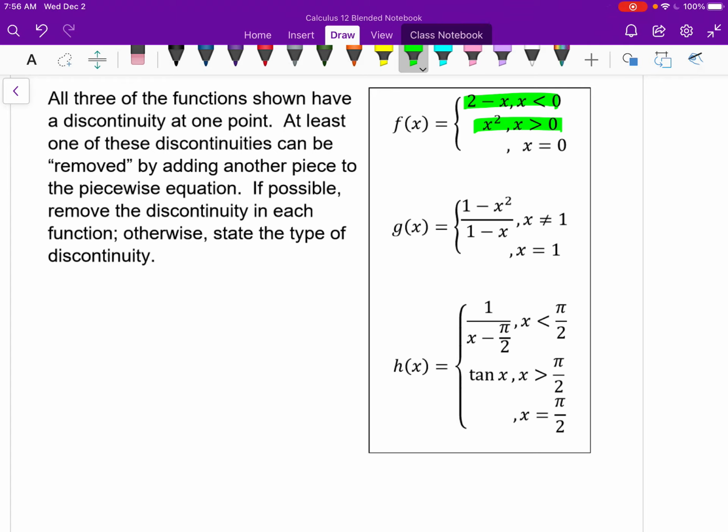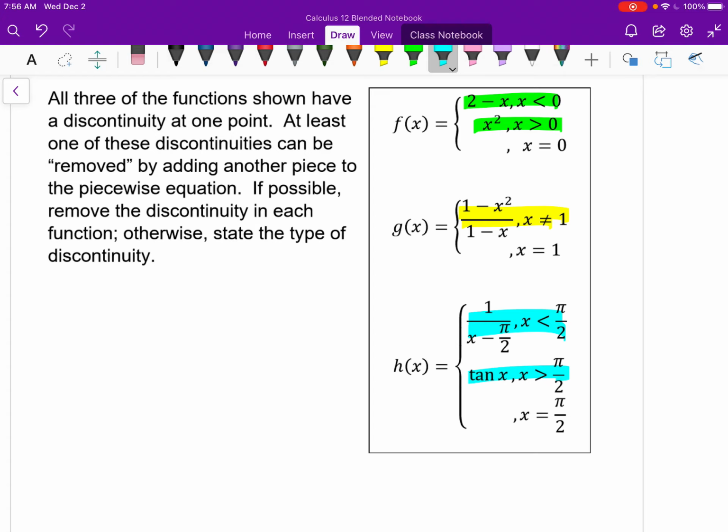For g of x, g at 1 is not defined currently. Now I have a blank right here, so maybe I'll erase that part. But if you look at the top piece, when x is 1, we're also dividing by 0, but the function is not defined at 1. And if you look at the bottom piece, or bottom function, these 2 pieces, one's less than pi over 2, one's more than pi over 2, but neither includes pi over 2.